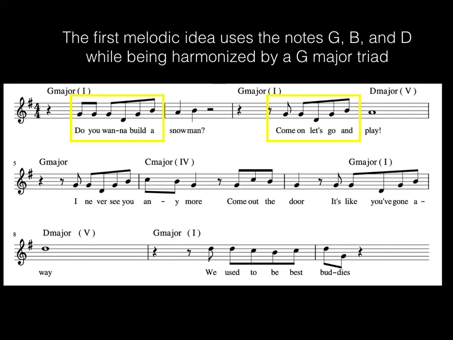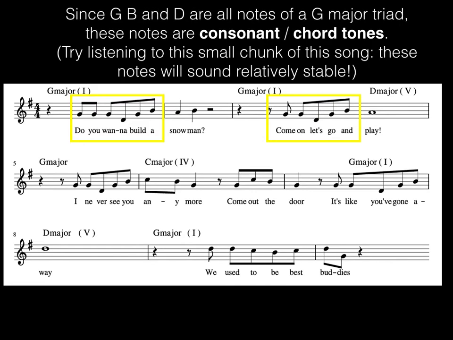Now, the first melodic idea uses the notes G, B, and D while being harmonized by a G major triad. Since G, B, and D are all notes of a G major triad, these notes are consonant. These notes are chord tones. So go try and listen to a small chunk of this song. These notes will sound relatively stable. Do you want to build a? It feels like a presentation of an idea, but it feels like a stable presentation of an idea.